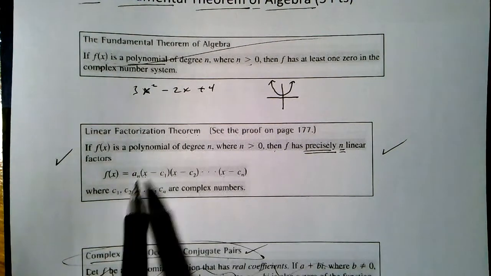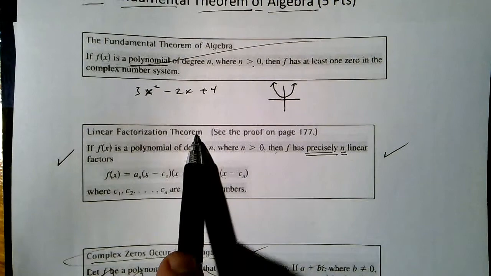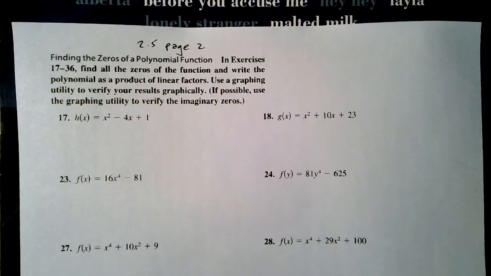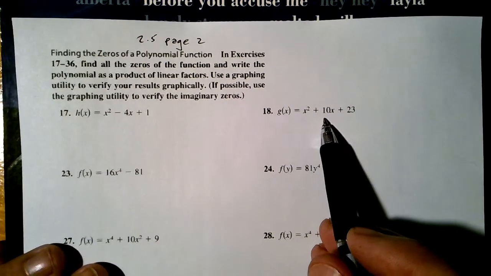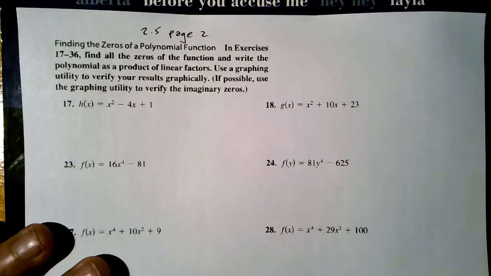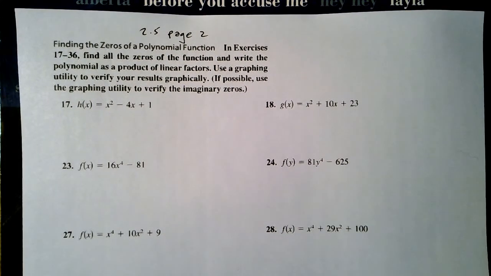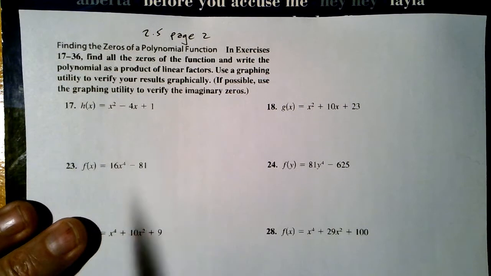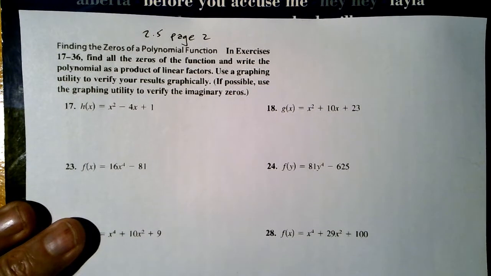The linear factorization theorem tells us how many exact zeros we're going to have. I'm going to have 2 zeros of this. Now I don't know whether they're real or not. So I'd like to try to factor this. In fact, they actually want us to get linear factors, but we might find the zeros first. We'll see how that goes.